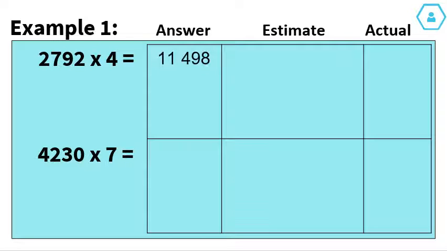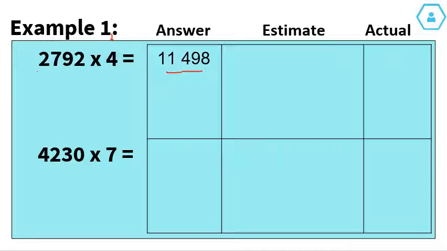So here's the answer I've come up with, 11,498. And what I'm going to do is I'm going to come up with an estimate by rounding one of these multiples and then timesing it by the other multiple to come up with an estimate. Now, I'm not going to round the 4 because it's only just one place value, and also if I round it, it's going to go down to 0 as well. So we know that anything multiplied by 0 is 0, so it's not particularly a sensible option.